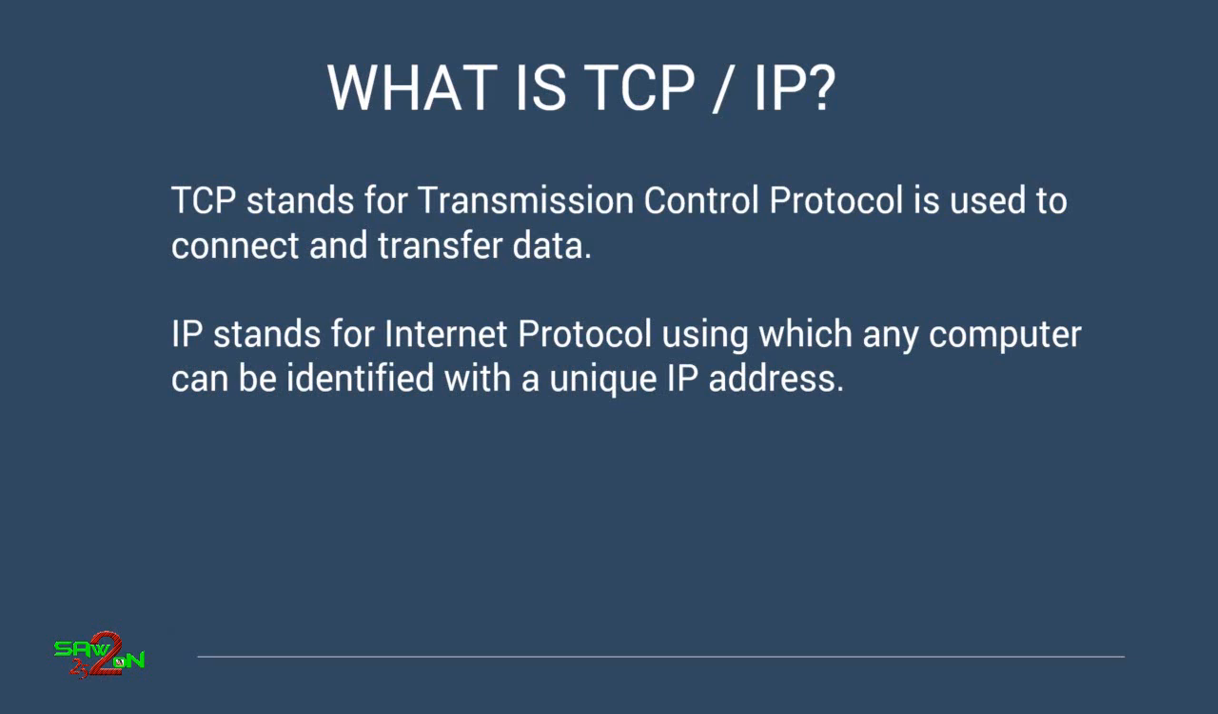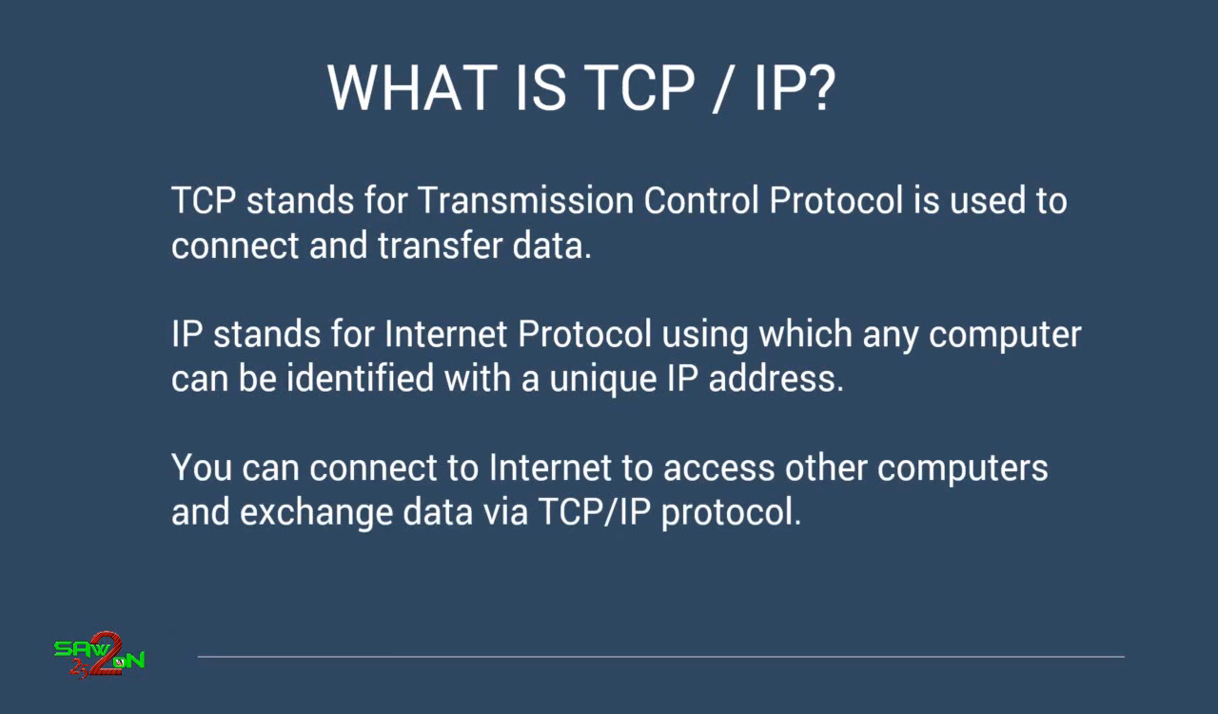We have seen yahoo.com and google.com. By just doing a simple ping or using a command called ipconfig, you can find your own computer's IP address. When you connect your PC to the internet, you will definitely have a unique IP address, and that is nothing but the internet protocol. And now you can connect to the internet to access other computers and exchange data via the TCP/IP protocol. So how you can access Google or Yahoo, all these computers that Google or Yahoo is hosting, can be reached via the IP address.